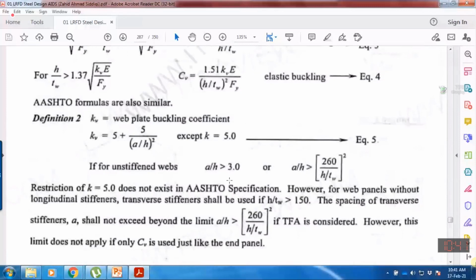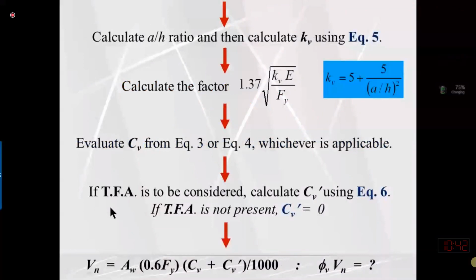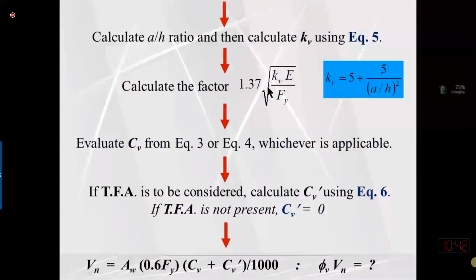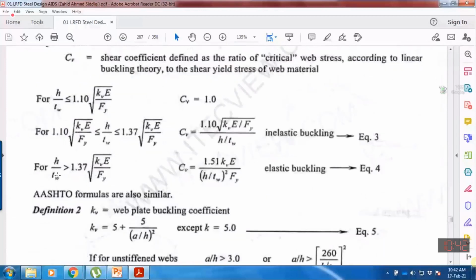If we know the A value, then we can compute the KV value by using this equation, because we have provided the stiffener at maximum spacing. So if we know the KV value, we can compute this parameter, 1.37 square root of KV over Fy. If the height of the web over thickness of the web ratio is more than this parameter, you will compute the CV value from equation number 2.